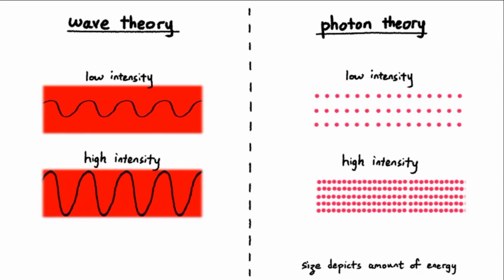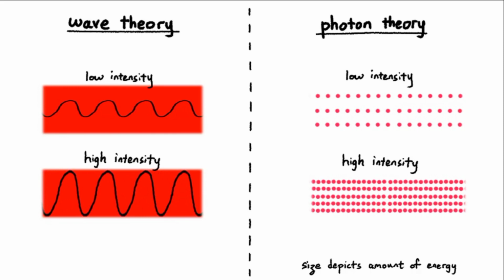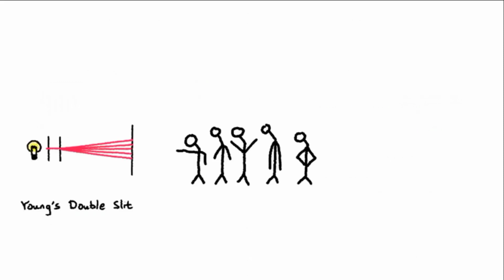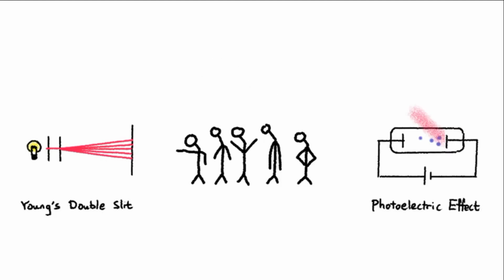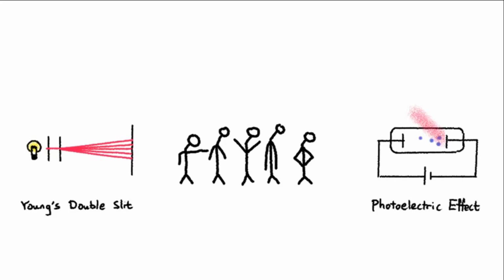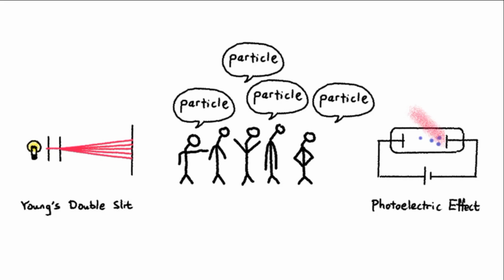So which theory is right? Waves or balls? In the 1800s, thanks to Young's double-slit experiment, everybody thought that light is a wave. 100 years later, the photoelectric effect and Einstein came along, and everybody changed their mind. Light is a stream of photons. Good! I prefer balls. Einstein likes balls too.